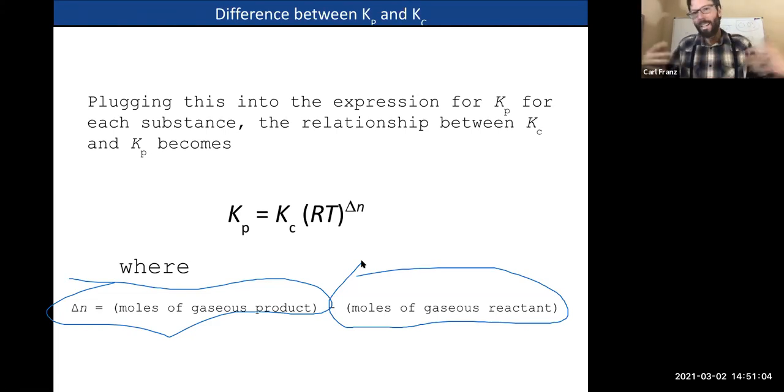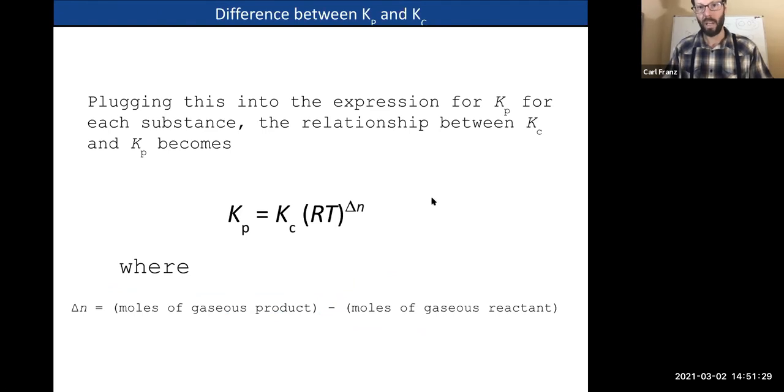And so the problems will be simple. It'll give you either the KP or the KC. It'll ask you to solve for one of them. It'll tell you what the temperature is. You know what the ideal gas law is. If you have the formula, or if you're asked to derive the balanced formula, then you have the coefficients for the delta N, and you just solve for whatever they're asking for.